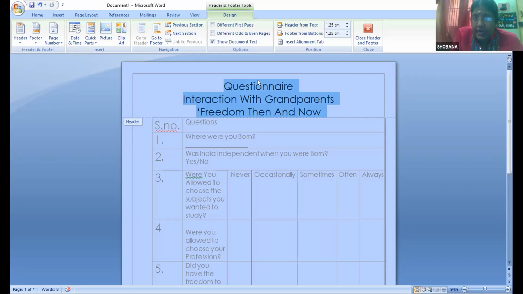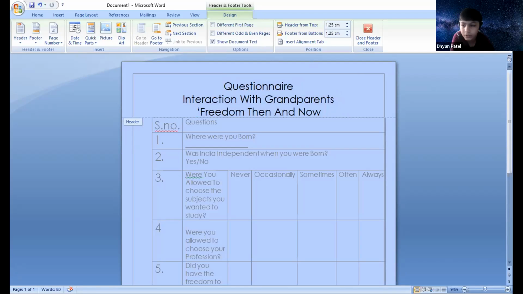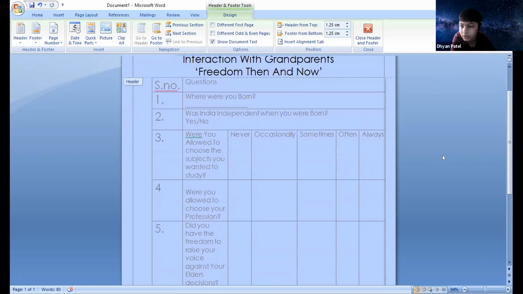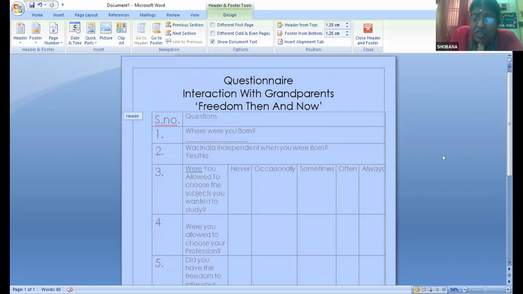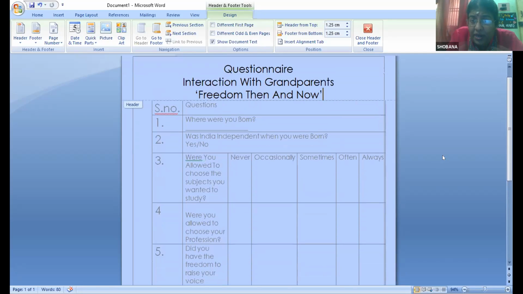Questionnaire, interaction with grandparent. Ma'am, this is a Mac, so Mac doesn't allow Microsoft things. So I have written in the book. No problem. In the book, it's much easier. In the book we can keep altering, isn't it?